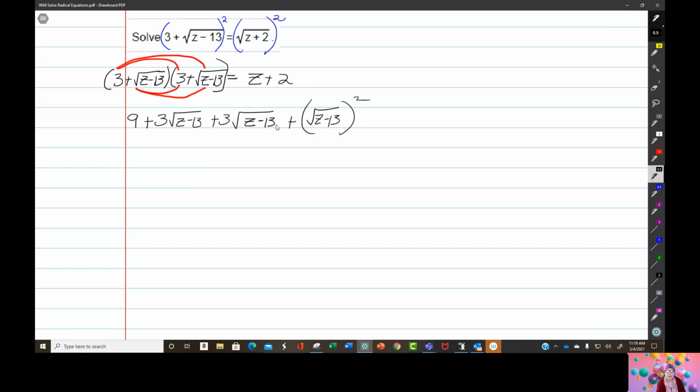So this is what you have on the left side of the equation, and over on the right side of the equation, you have z plus 2. So now this looks awful, but you persevere. That'll be a 9. Plus, I have 3 square roots plus 3 square roots, which means I have 6 square roots.